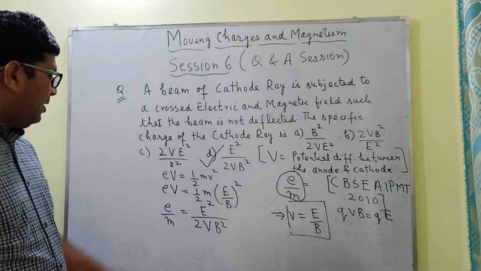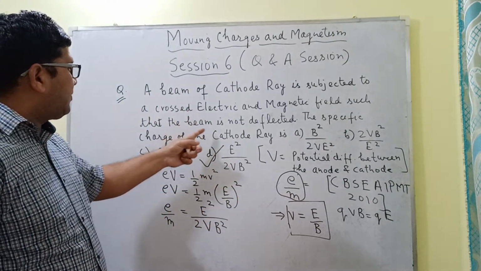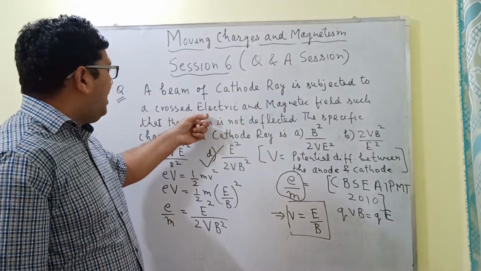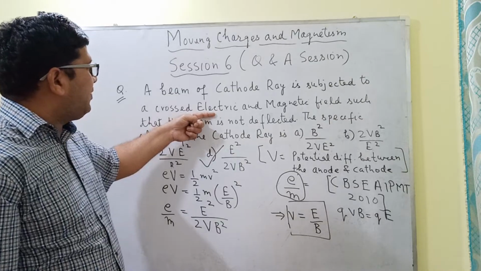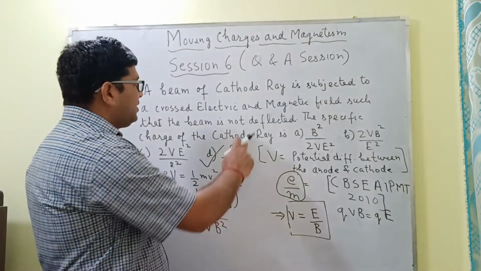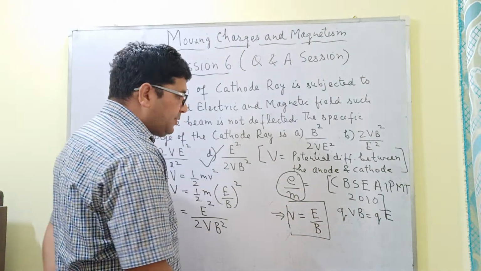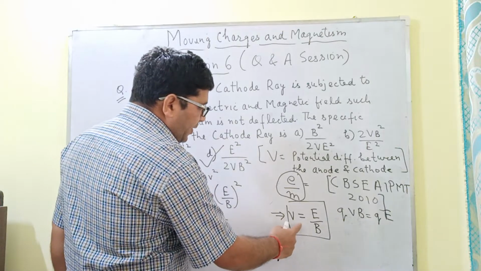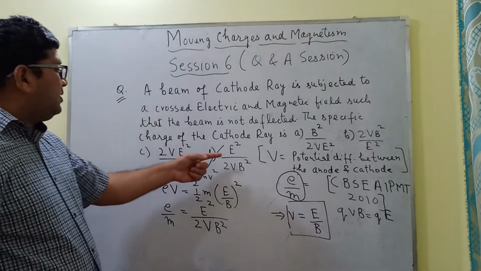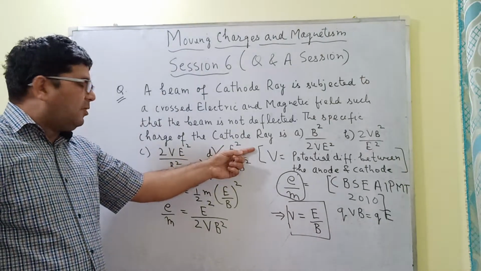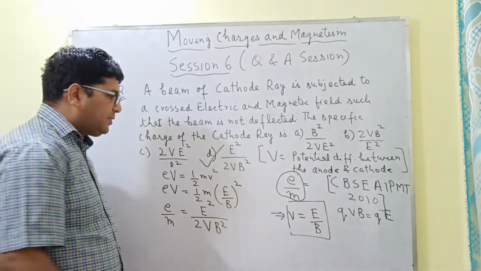So in this question we have used two concepts. First thing is that since the electron beam is not deflected and it is subjected to the electric field and the magnetic field, which are perpendicular to each other, therefore the magnetic force will be equal to the electrostatic force, and using that relation we were able to find the velocity of the electron, which was equal to E upon B. And second thing was that the potential energy of the electron at the cathode will get converted into the kinetic energy at the anode by the law of conservation of energy.